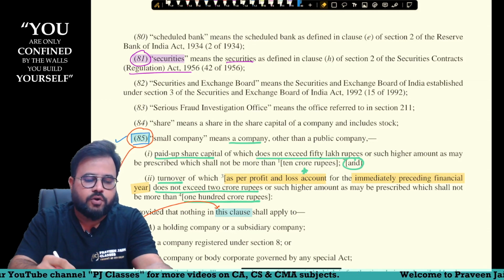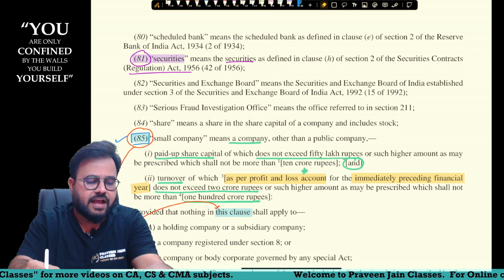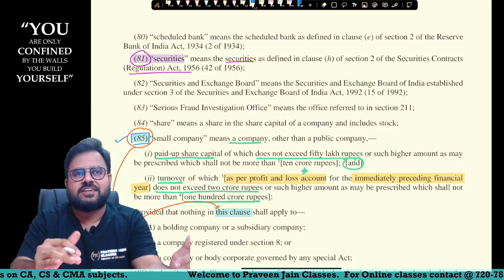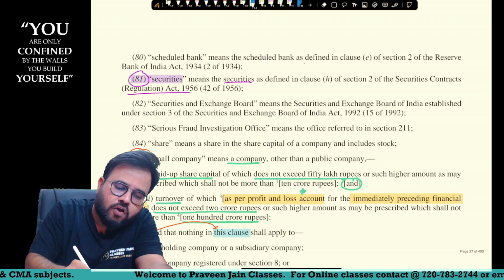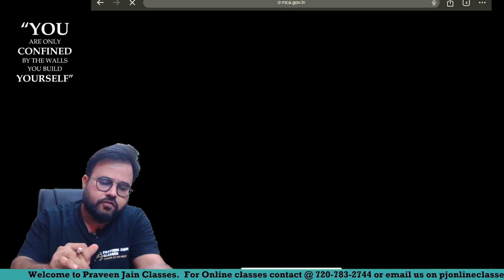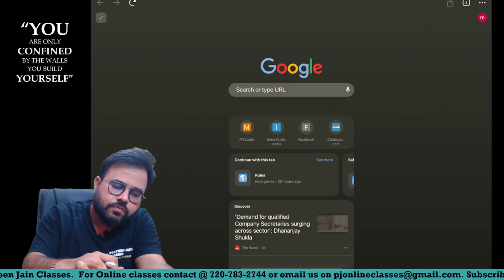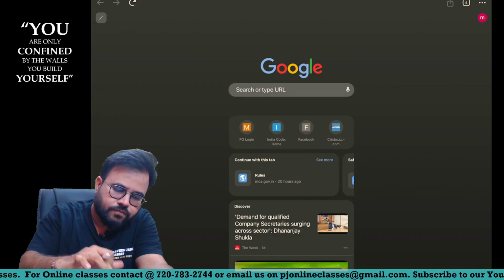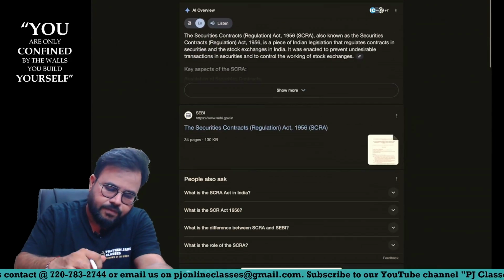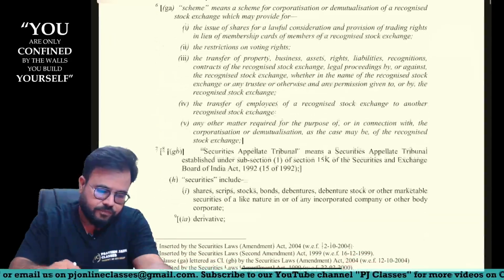Securities means securities as defined in clause H of section 2 of the Securities Contracts Regulation Act 1956. In other words, they are saying we don't know the definition, you go and refer to section 2 clause H of SCRA, that is the Securities Contracts Regulation Act. So let us also see what the Securities Contracts Regulation Act is talking about. I'll just show you the SCRA here, and in that, let us see section 2 clause H.